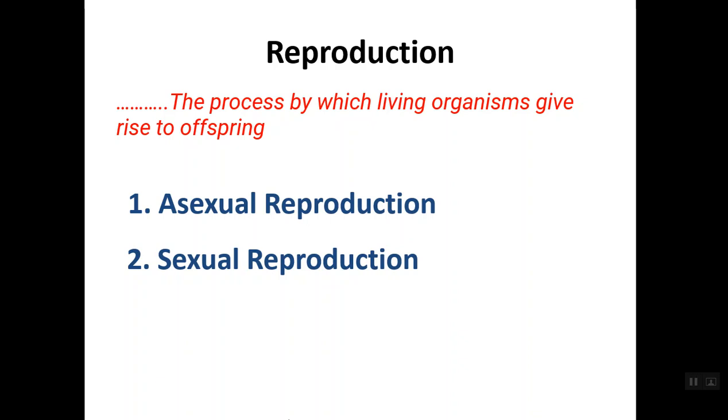Remember that animals, by definition, reproduce sexually. Now, you have a couple of groups of animals that have a Plan B, sponges, for instance. They also have the capability to reproduce asexually. But remember, by definition, an animal reproduces sexually, at least. On top of that, it could also reproduce asexually. All right, so reproduction is the process by which living organisms give rise to offspring.